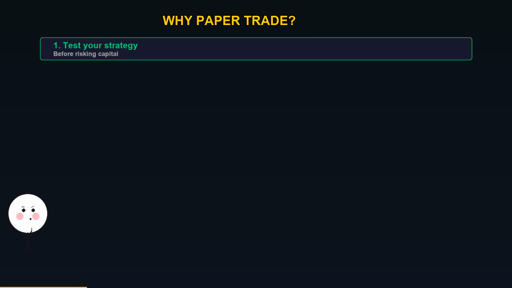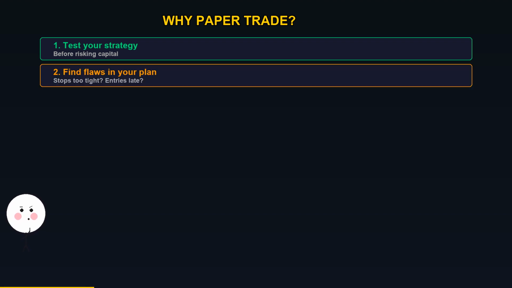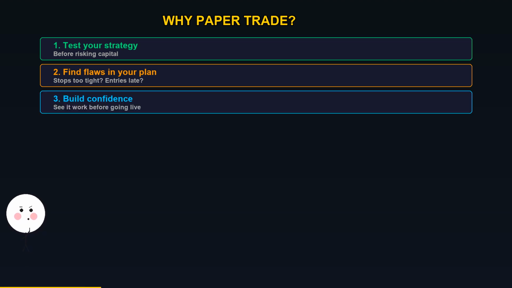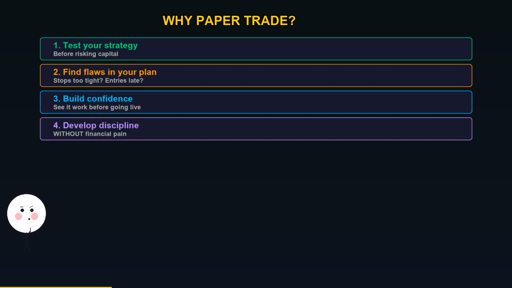Why should you paper trade? Four reasons. 1. Test your strategy before risking capital. You think your moving average crossover works? Prove it with 50 paper trades first. 2. Find flaws in your plan. Maybe your stop losses are too tight. Maybe your entries are late. Paper trading exposes these problems for free.